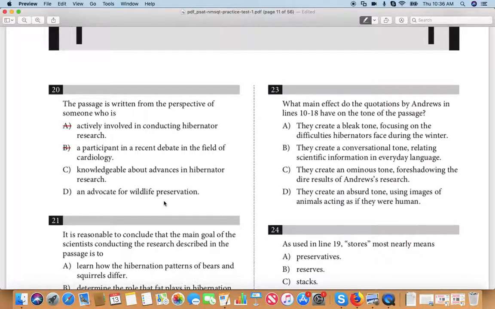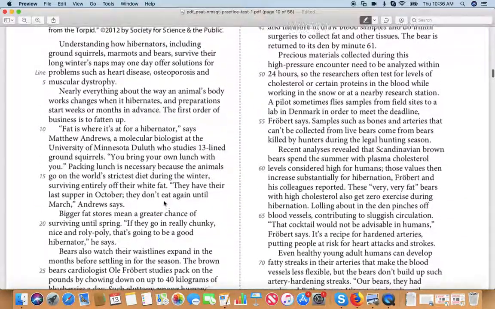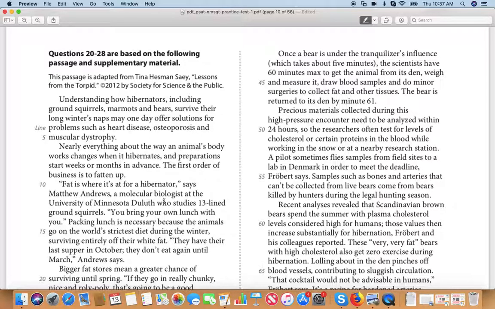Go to read answer choice C. Knowledgeable about advances in hibernator research. Okay, Blaze, is this passage written from the perspective of someone who is knowledgeable about advances in hibernator research? I'd say there is evidence for that. What's your evidence for that? They're talking about the once a bear.